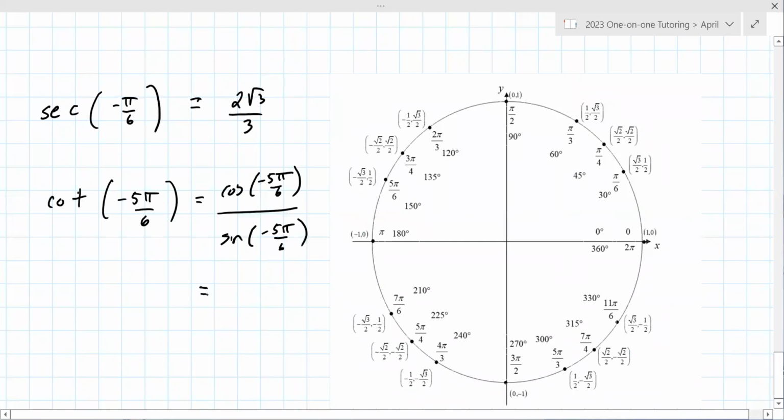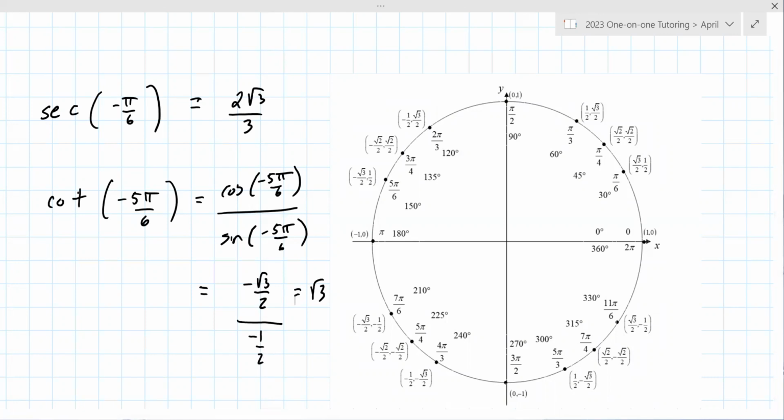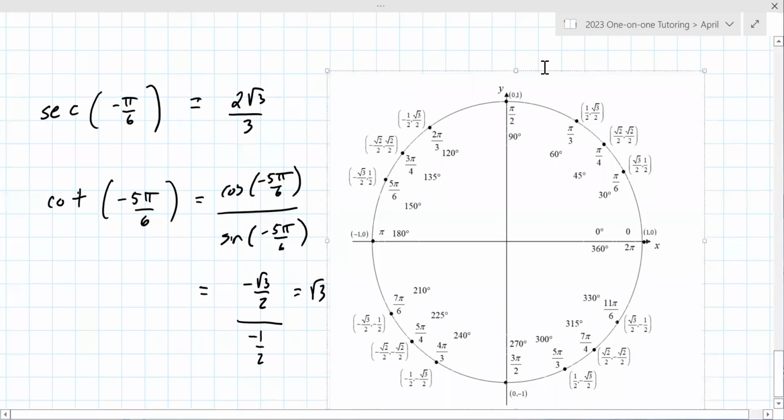Cosine here is minus square root of 3 over 2, over negative 1/2. These have the same bottoms. The negatives cancel. So then it's just √3. Okay, perfect.